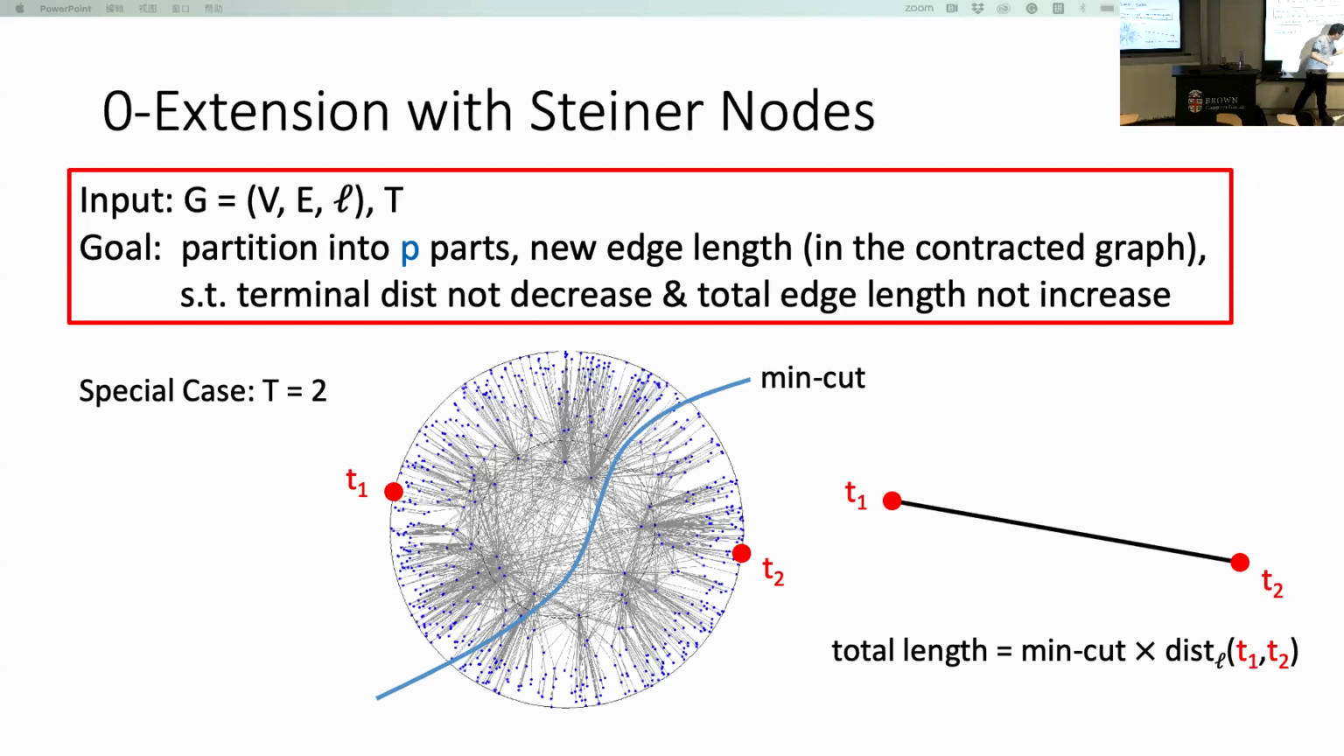So after this operation, this is the graph we get. And we also need to assign lengths to each of these edges. What should we assign? It should be the distance between them in the original graph, as we do not want to decrease the terminal distance. So they have to be at least this much.